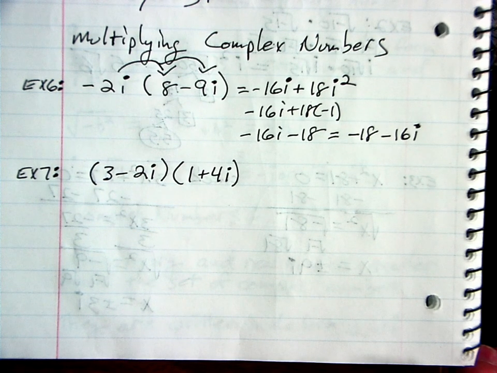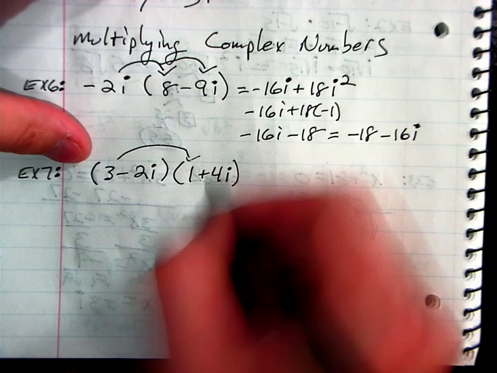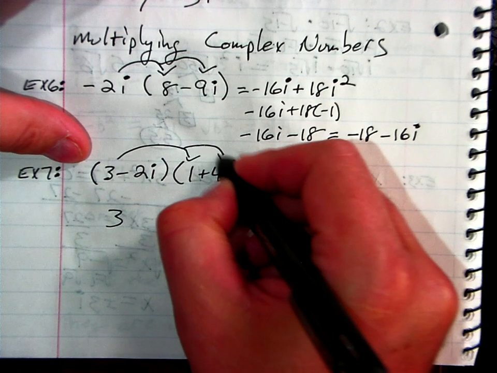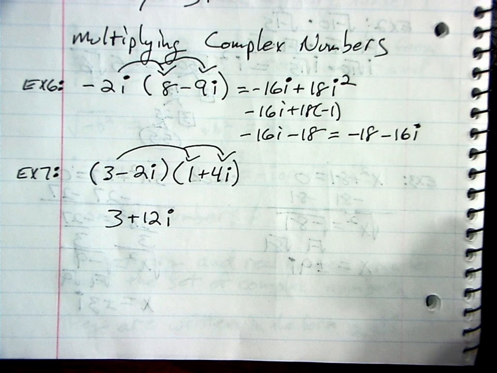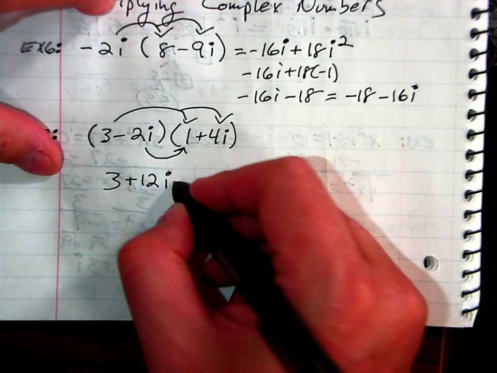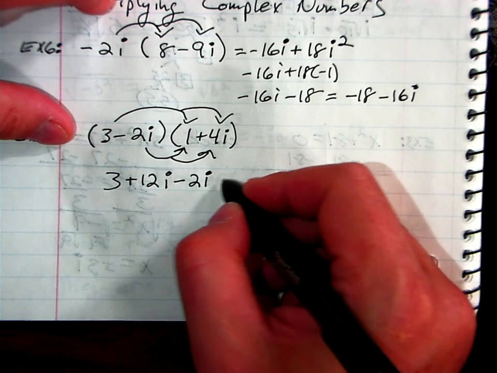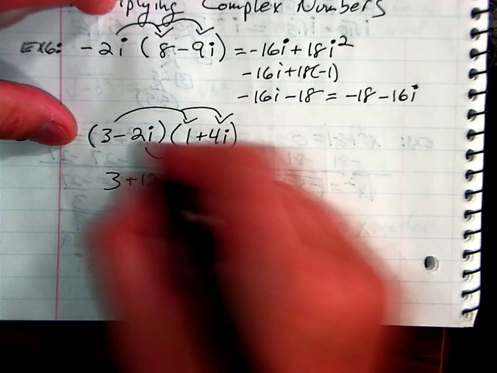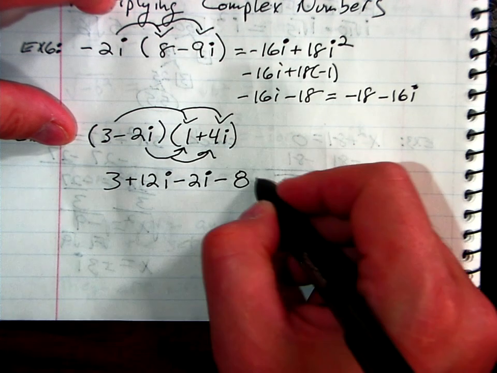So instead of doing distributive property once, we're going to do distributive property twice. So 3 times 1 is 3. 3 times 4i is 12i. And now we go on to our second term. Negative 2i times 1, and negative 2i times 4i. Negative 2 times 4 is negative 8. And i times i is i squared.